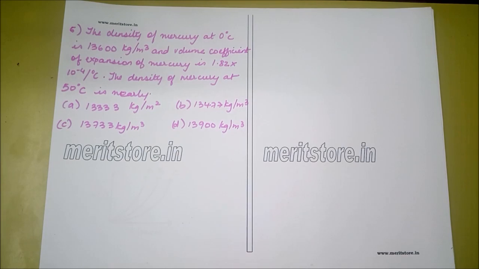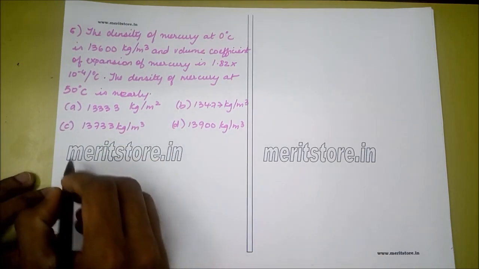The density of mercury at 0 degrees Celsius is 13,600 kg per meter cube, and the volume coefficient of expansion of mercury is 1.82 into 10 raised to minus 4 per degree Celsius. The density of mercury at 50 degrees Celsius is nearly, and the options given are 13,333 kg per meter square, 13,477 kg per meter square, 13,733 kg per meter cube, and 13,900 kg per meter cube.